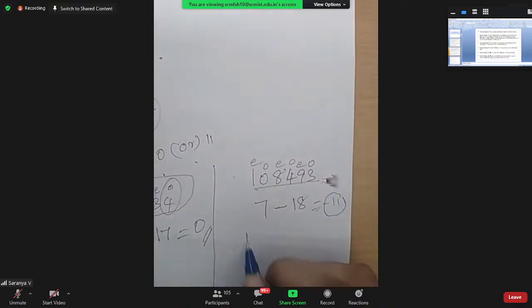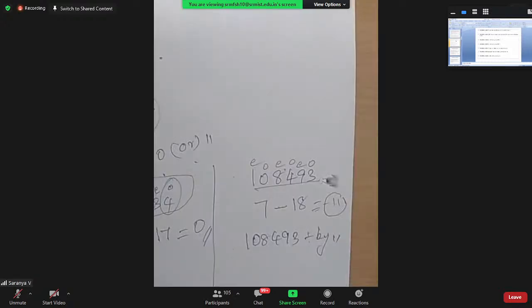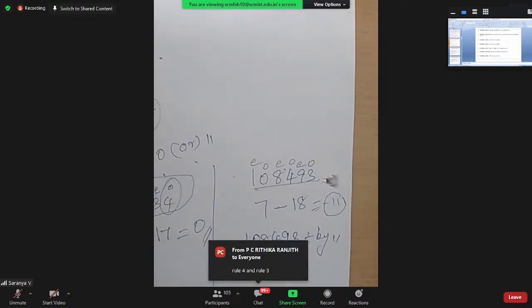So we can say that this 108493 will be divisible by 11. Okay. We'll go to the number 12. For the number 12, the number should be divisible by 3 and 4, like number 6.